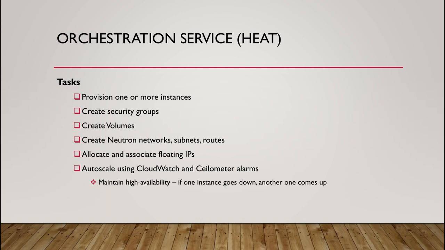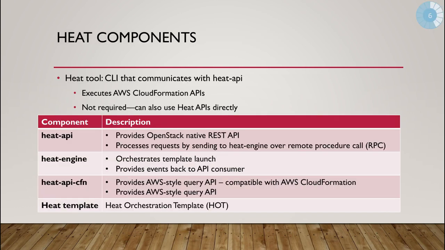So that auto scaling you can do via the orchestration service or Heat, and it works with both AWS CloudWatch and OpenStack Ceilometer. So there are various components inside Heat. Heat has one component called heat tool, that is a CLI tool that communicates with the Heat API. It can also execute AWS CloudFormation APIs, and it is not necessarily required, and we can directly communicate with the Heat APIs also.